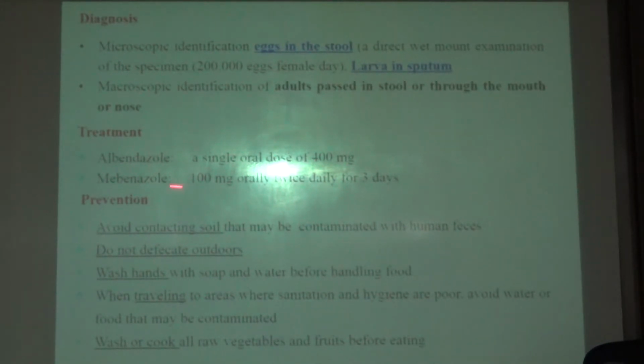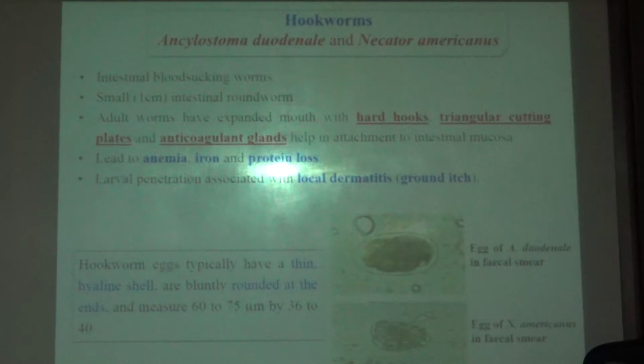Now treatment is very simple: albendazole or mebendazole, a single dose for albendazole, and mebendazole 100 milligram orally twice daily for 3 days. Prevention: all the general preventions for any disease associated with the fecal-oral route. Now coming to hookworm. Hookworms, there are two major types: Ankylostoma duodenale and Necator americanus.